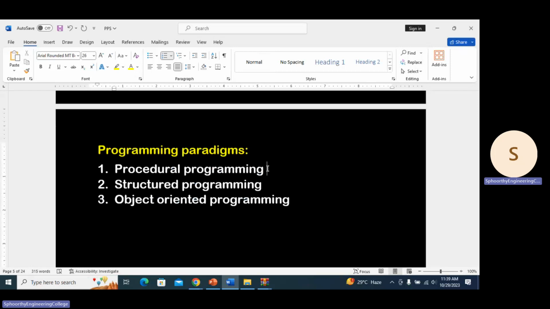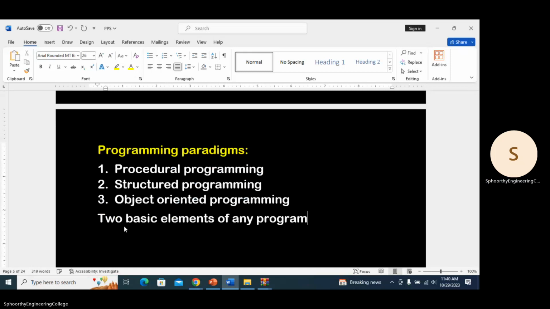So before we move on, let us define a program. What is a program? A program is nothing but a set of instructions. What is an instruction? An instruction is a command given to a computer, right? So a program contains a set of instructions. And I already told you many times, again I'm telling, the two basic elements of any program are code and data.